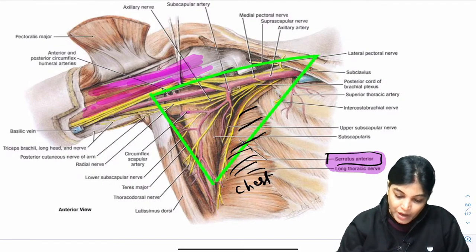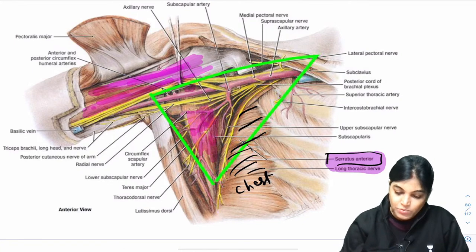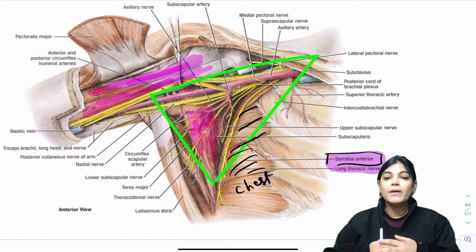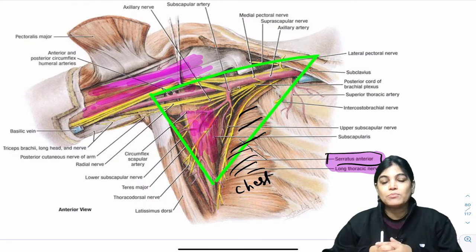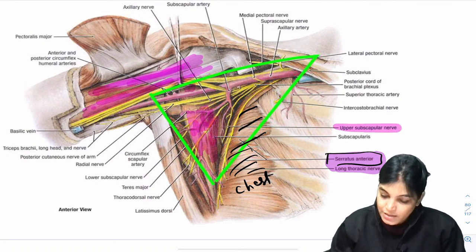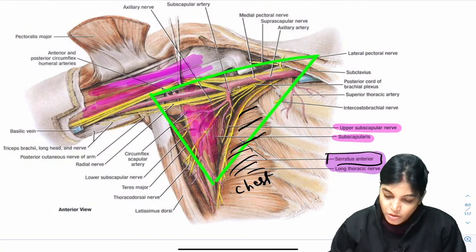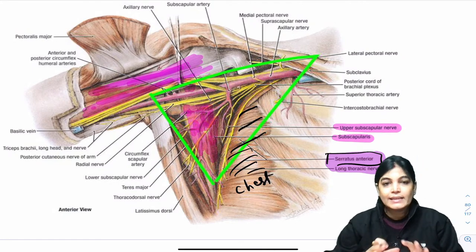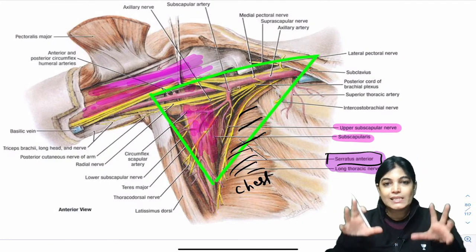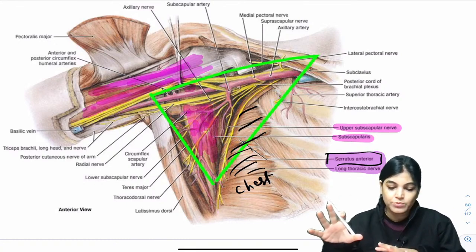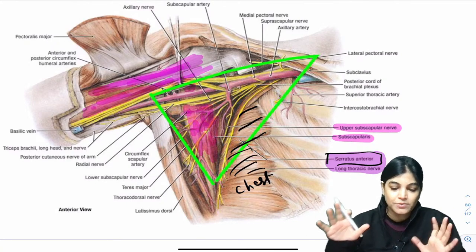Posteriorly, these muscles which you are seeing, lying on the posterior aspect of the back, are the teres major, subscapularis and the latissimus dorsi muscle. Here you can see the subscapularis muscle, and this is the part of latissimus dorsi muscle. Anteriorly, the muscle has been removed to show you the region of axilla.